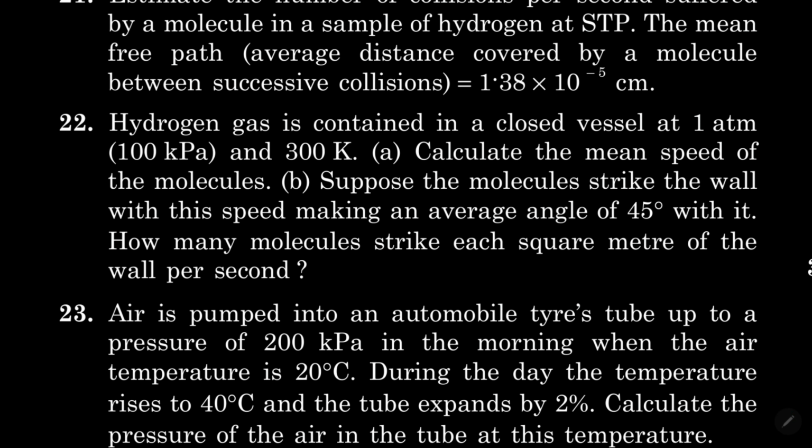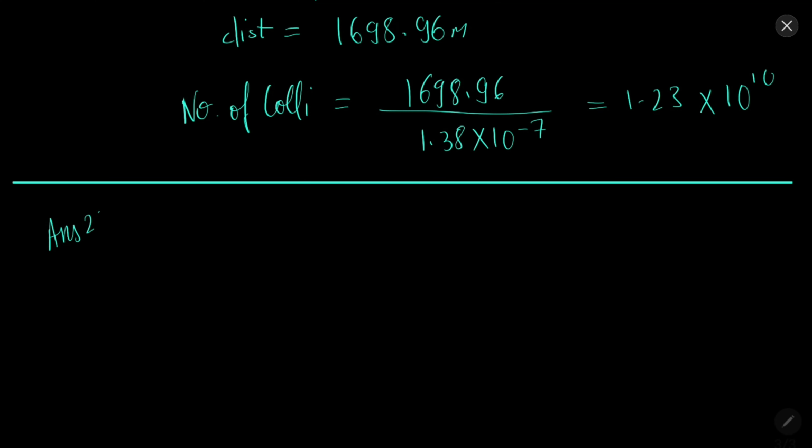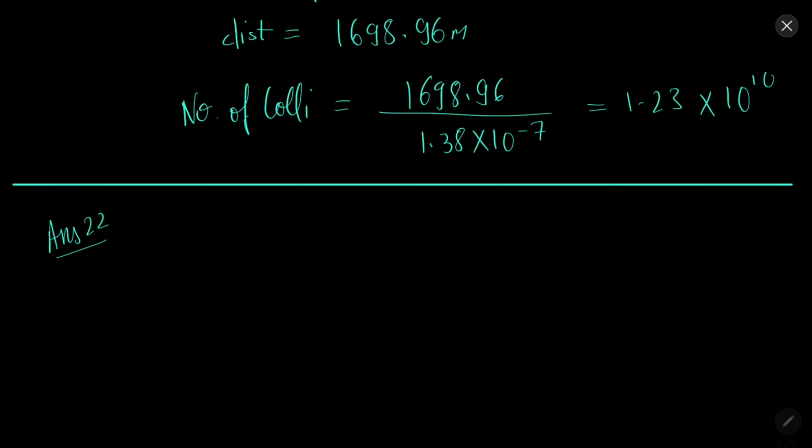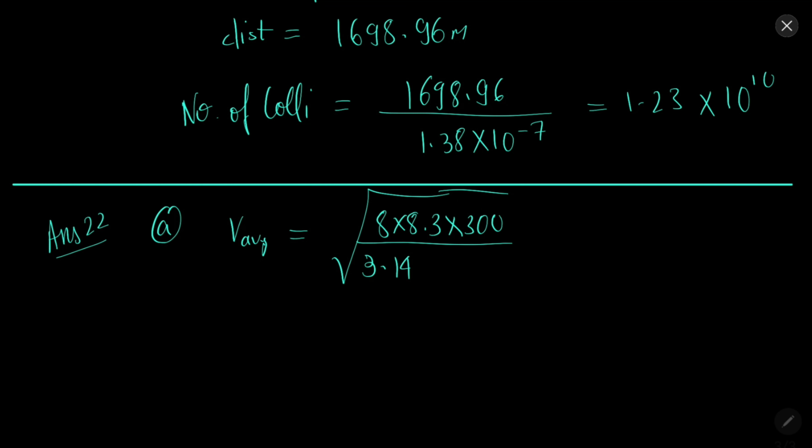In 22, calculate the mean speed of molecules, and suppose molecules strike at an angle of 45 degrees. How many molecules strike each square meter? Solution 22. In this question, the A part will be 8 into 8.3 into 300 over 3.14 into 2 into 10 to the power minus 3. So it will give us around 1780 meters per second approximately.